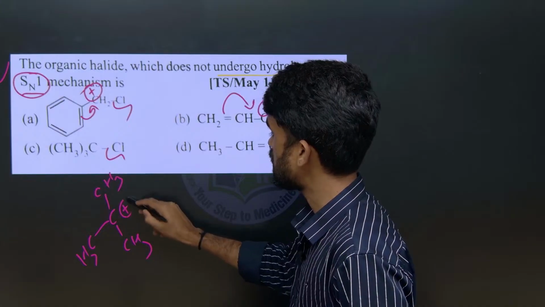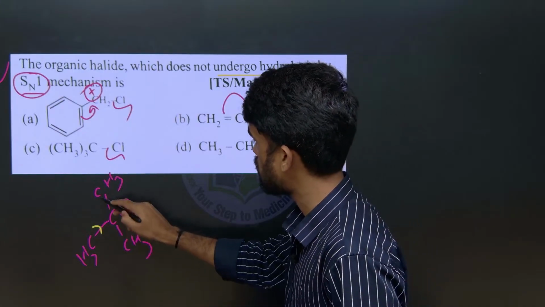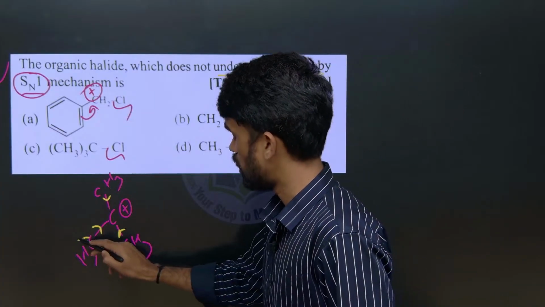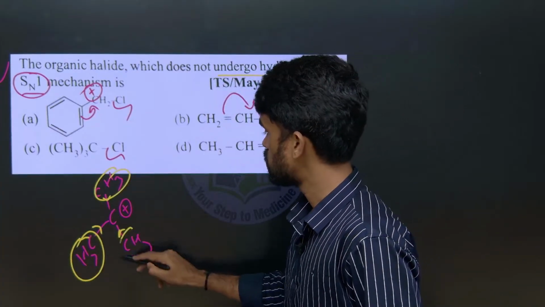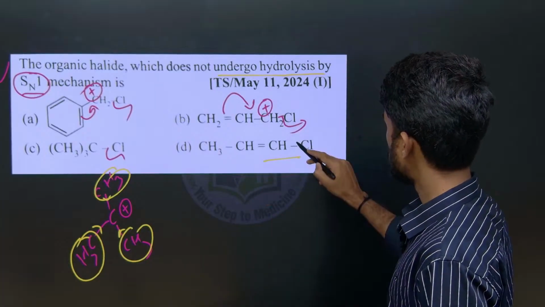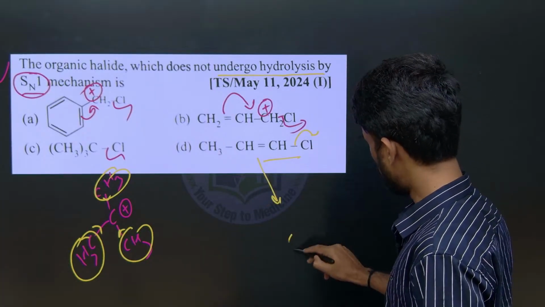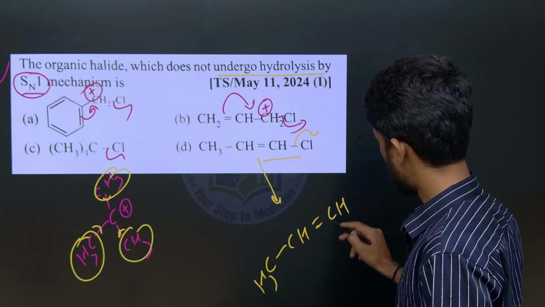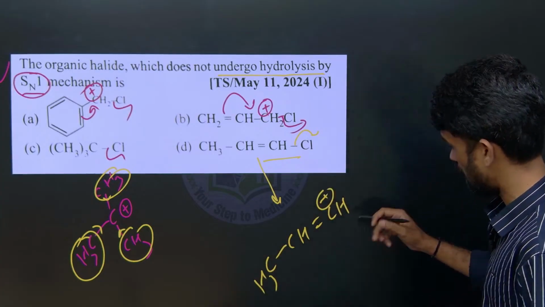Yeah, this is a tertiary carbocation. This is highly stabilized by these three alkyl groups by hyperconjugation and inductive effect, right? Okay, so this is also stabilized. Now what about this? If we remove this, we get a carbocation like this. Yeah, so this carbocation is highly unstable.